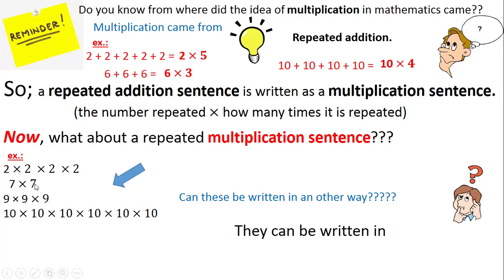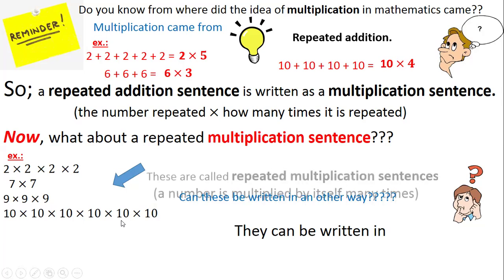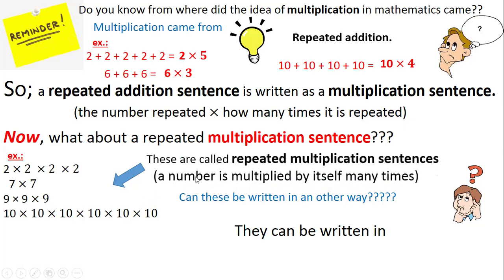7 times 7 is also a repeated multiplication sentence. We are multiplying the same number many times. 9 times 9 times 9, also we are multiplying 9 many times. Also, we are multiplying here 10 many times. So what do we do in this case? These are called repeated multiplication sentences, which means a number is multiplied by itself many times.